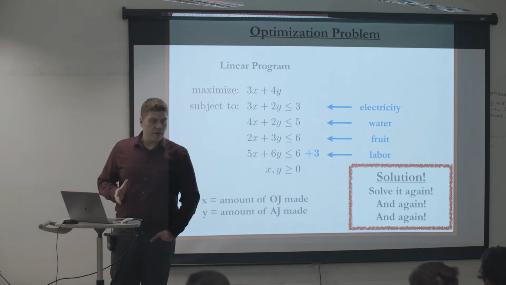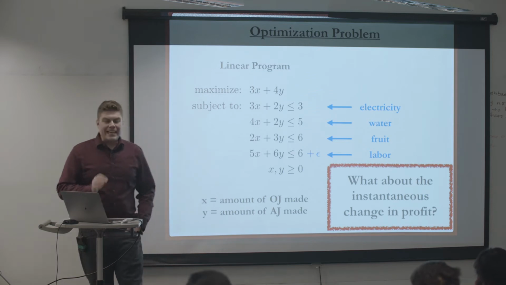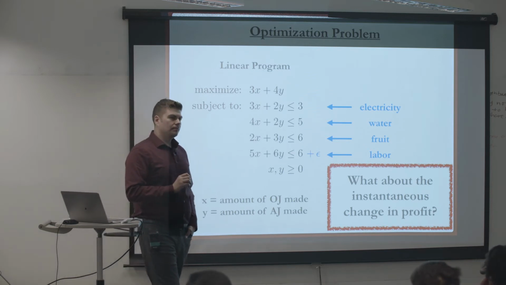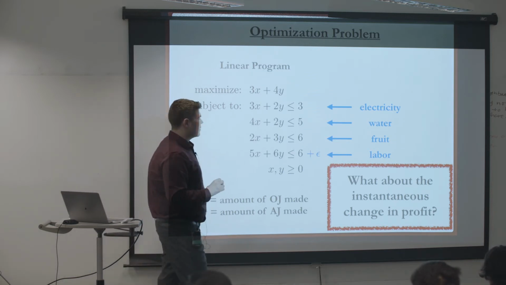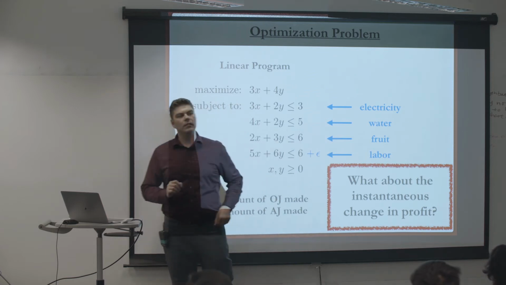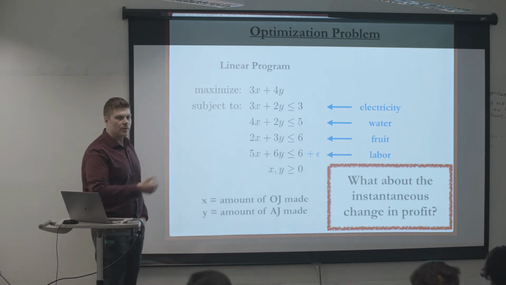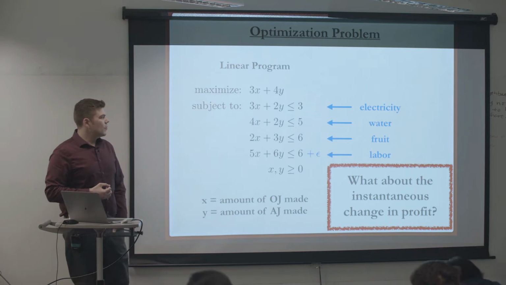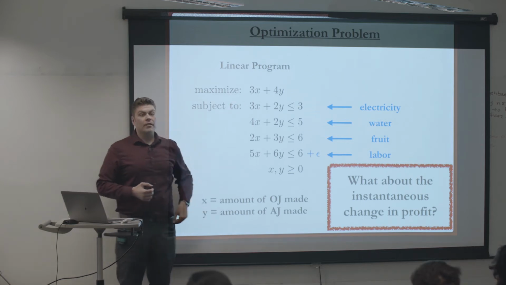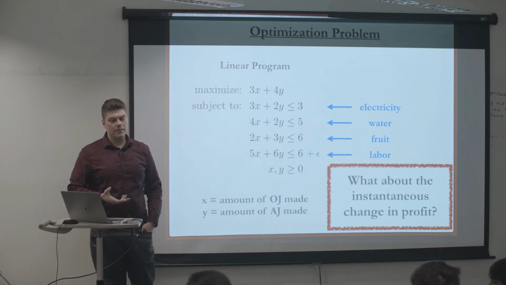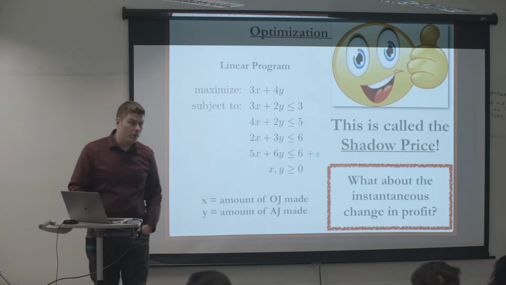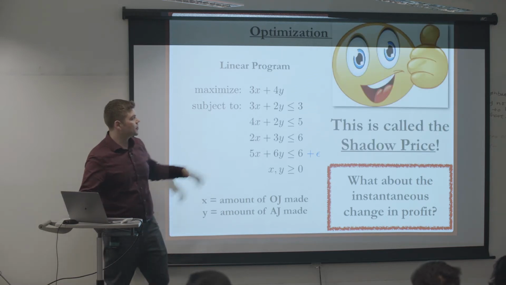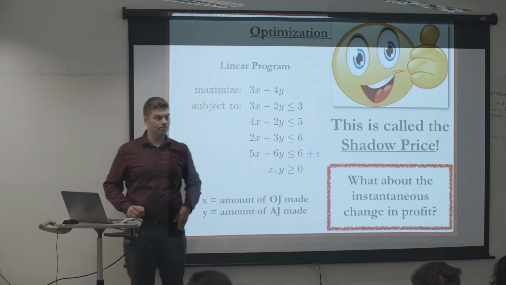So here's a softer question that I'm going to ask. What about the instantaneous change in profit? Okay, so as you start getting a little bit more labor, let's say hours of labor, what is the instantaneous change in the profit? Okay, so this is called the shadow price. This is the shadow price of labor.